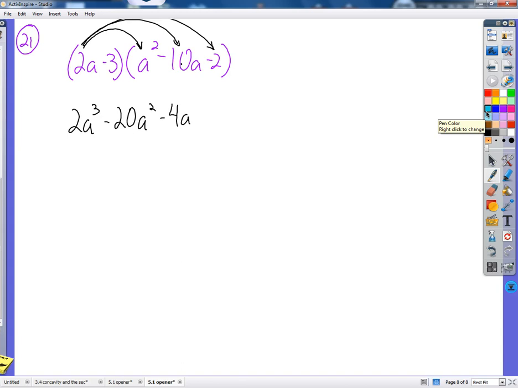So we've used the distributive property with 2a, distributed it to everything in the second set of parentheses. We take negative 3 and we distribute it. Negative 3a squared, positive 30a, plus 6. And like I said, it doesn't matter the order. If you had some other way of making sure that every possible pair of numbers got put together and multiplied, you would have done it.